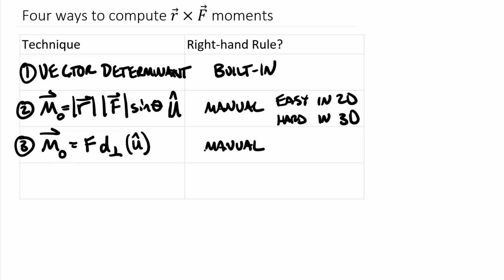And once again, u hat in 3 dimensions is really hard to find. In 2 dimensions is not too hard, right? Because it's going to either be positive or negative in or out of the board. And so then the last way to look at these moments is what's called the principle of moments.